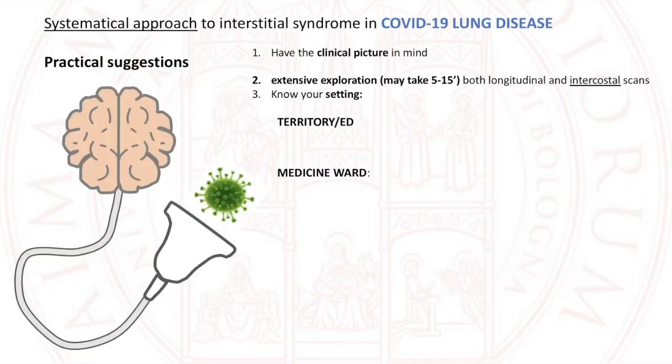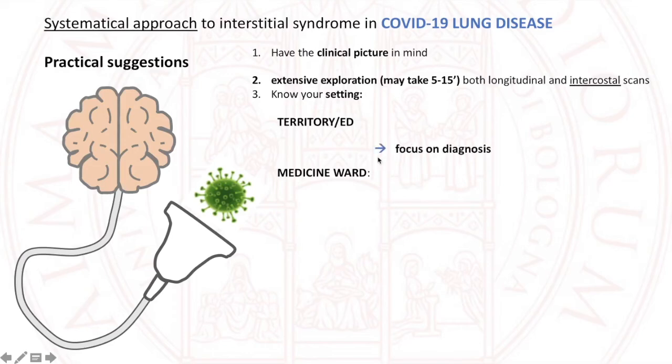So this is a last slide showing how we think a systematical approach to interstitial syndrome in COVID-19 lung disease should be done. Always have the clinical picture in mind, so don't forget how the patient is going, and use your clinical skills. Use an extensive exploration technique, which means that you have to scan very thoroughly every single area, and this may take 5 to 15 minutes depending on the patient's compliance and the findings, and use both longitudinal and intercostal scans.